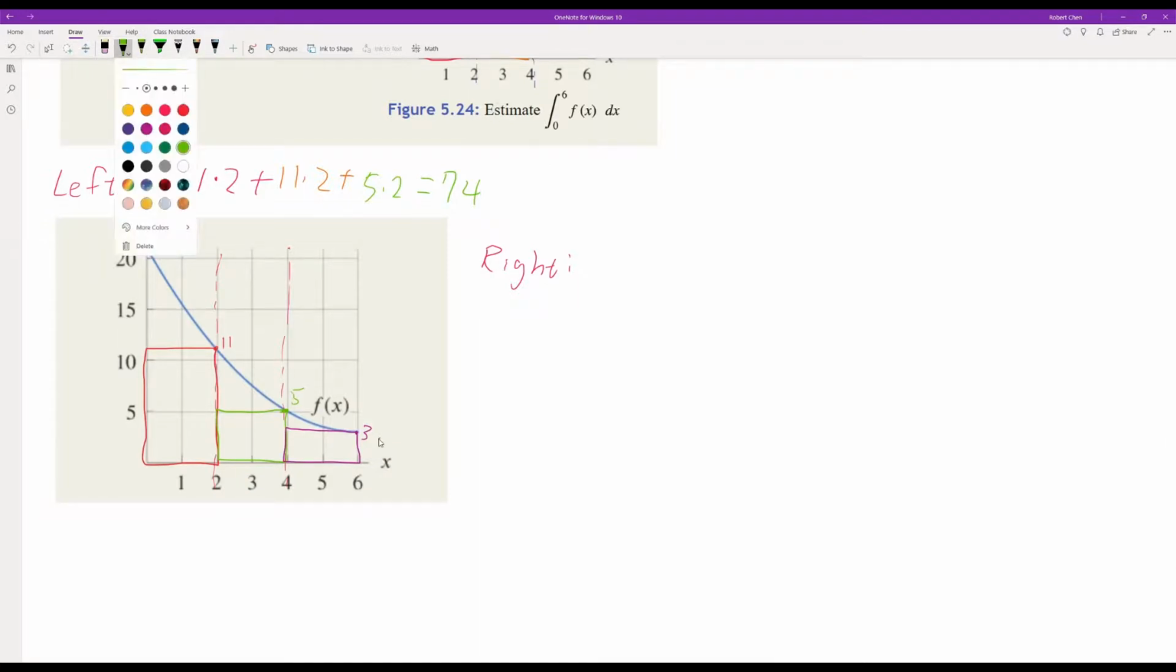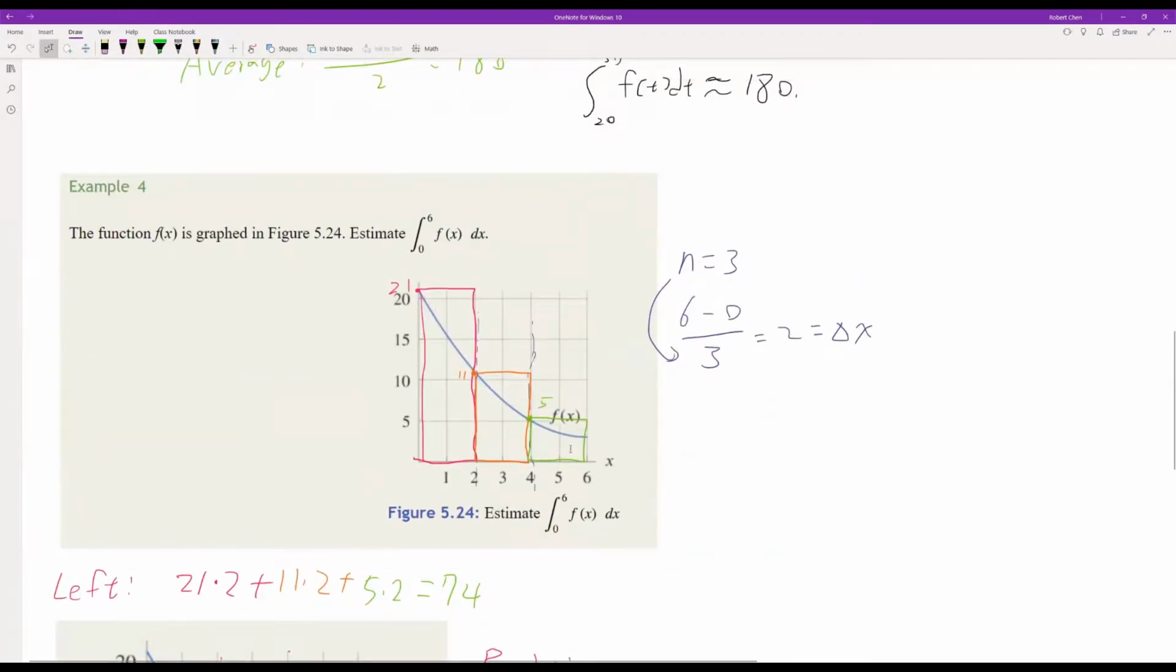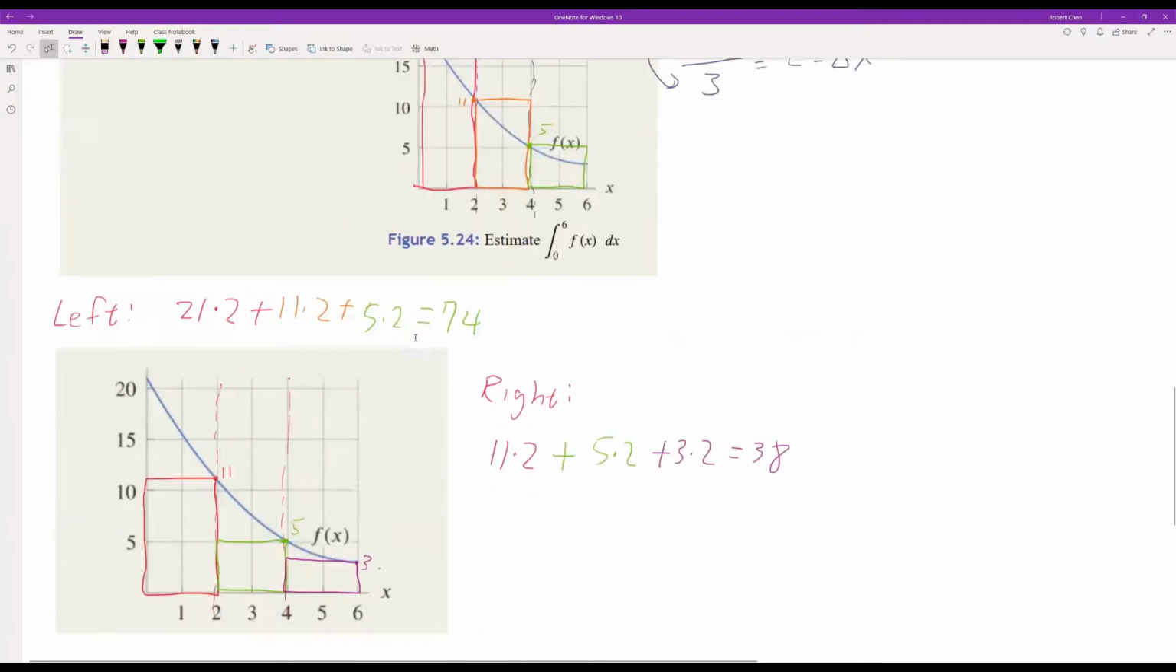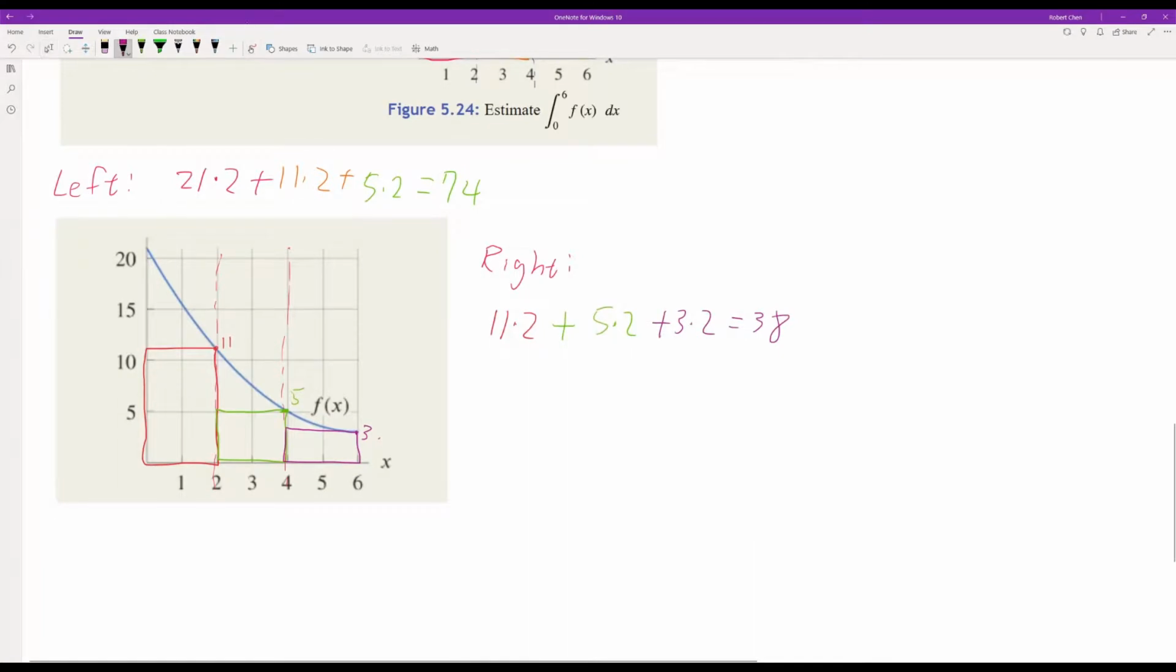All right, so starting with the first one, 11, height is 11 times width 2. And then the second rectangle plus 5 times 2. And the third one is going to be plus 3 times 2. And then that gives us 38. Okay. So in this case, for this curve, the left-hand sum will be an overestimate, and the right-hand sum will be an underestimate.